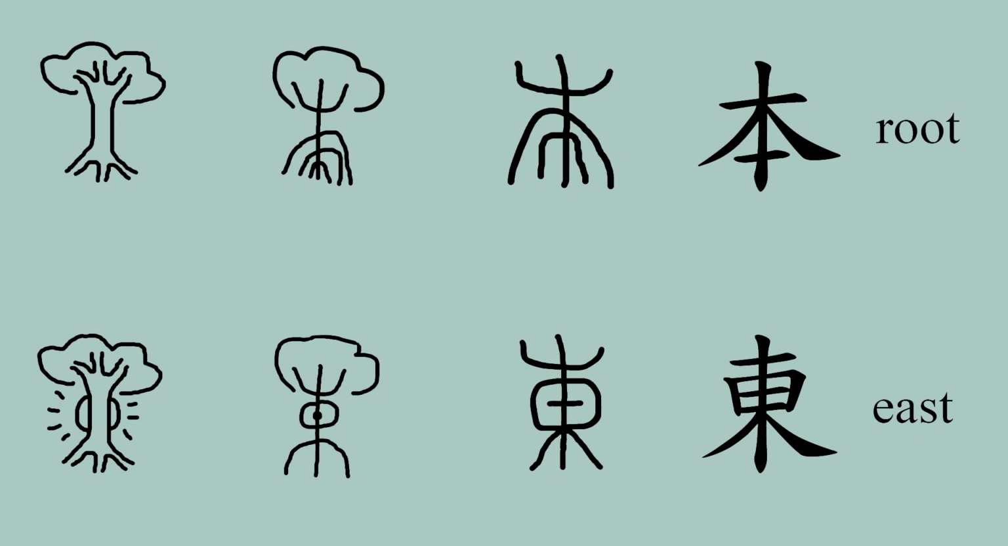Now when the characters for sun and origin are put together in a compound, they form the word for Japan, which literally means origin of the sun. This is the source of the Western term for Japan, land of the rising sun.